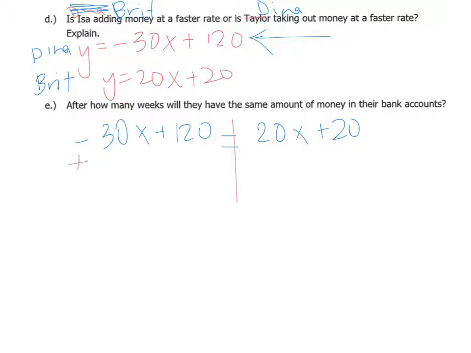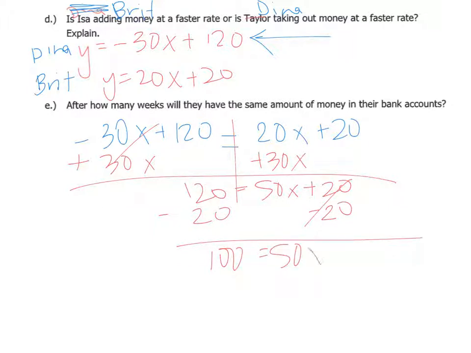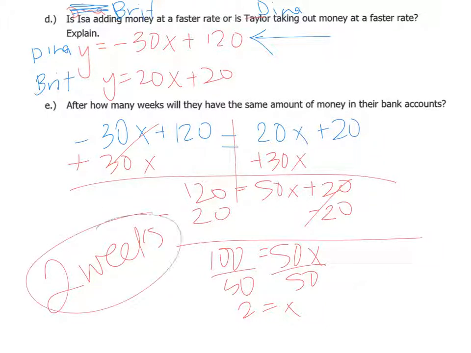So I'm going to start by adding 30x to both sides. So 120 equals 50x plus 20. We subtract 20 from each side. 100 equals 50x. Divide by 50. And 2 equals x. So in 2 weeks, they will have the same amount of money in their account.